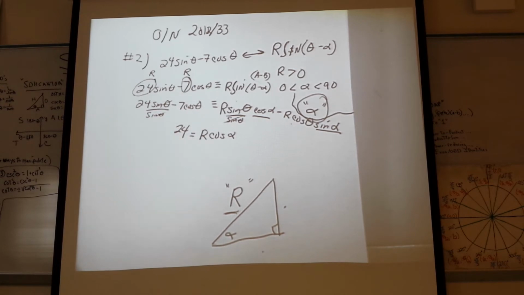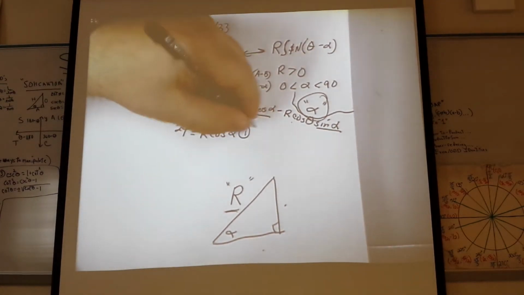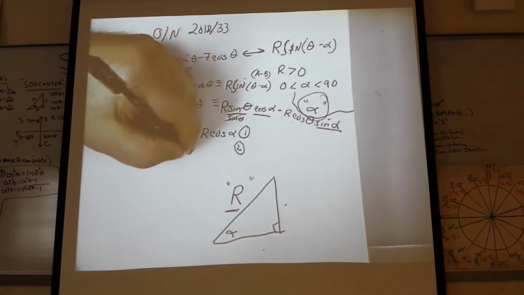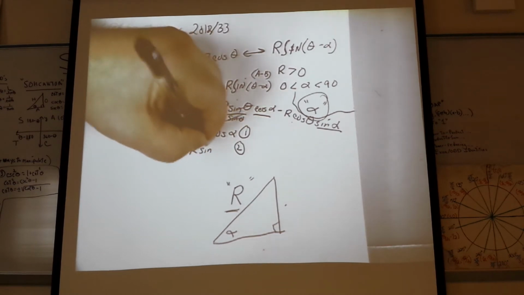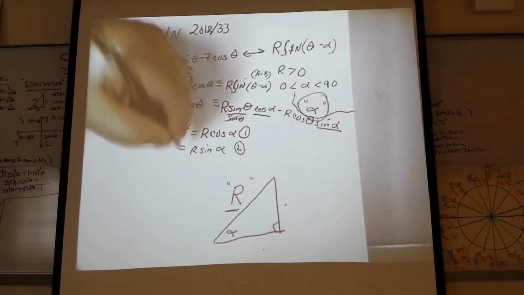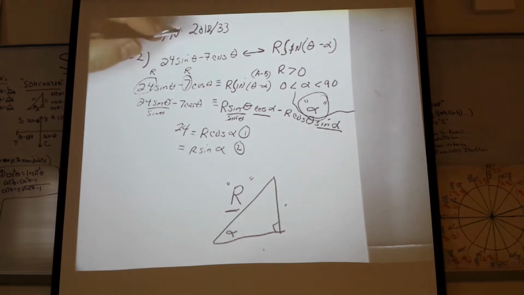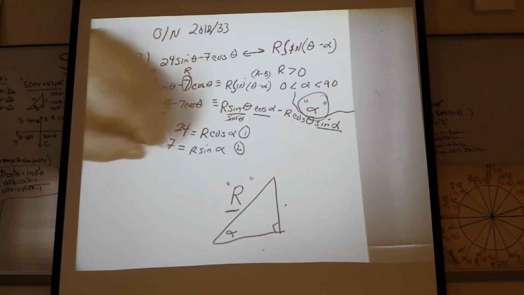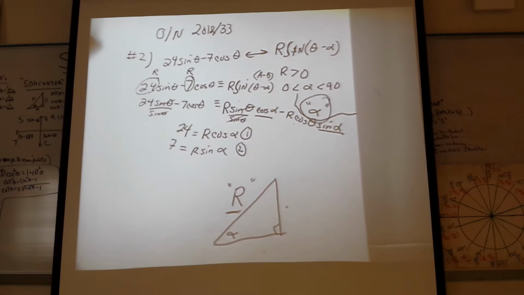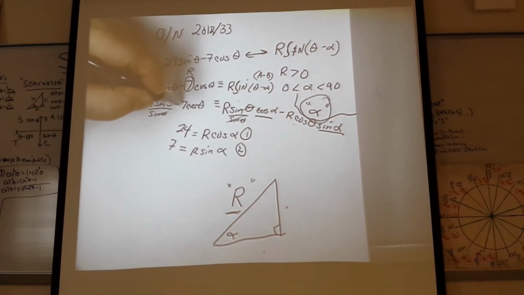Now, the next one. If that's one of them, how do I get the other one? Well, it's going to be r sine alpha equals negative 7, so you divide by sine alpha all the way through. Now you don't have to worry about the negative sign that's associated there.